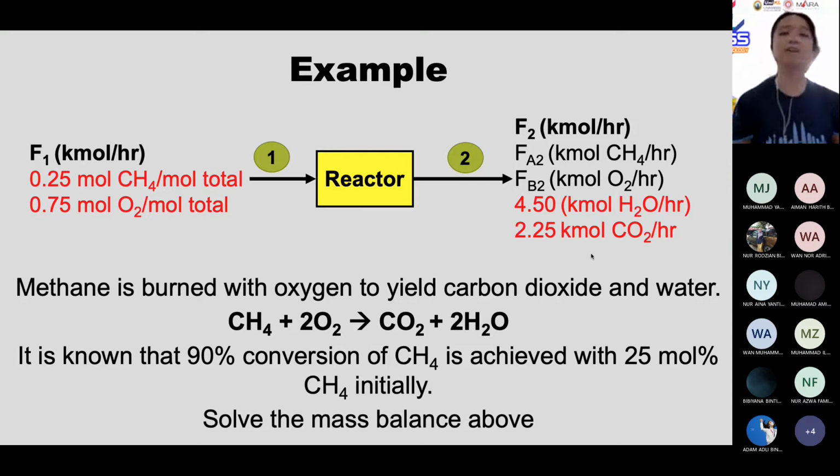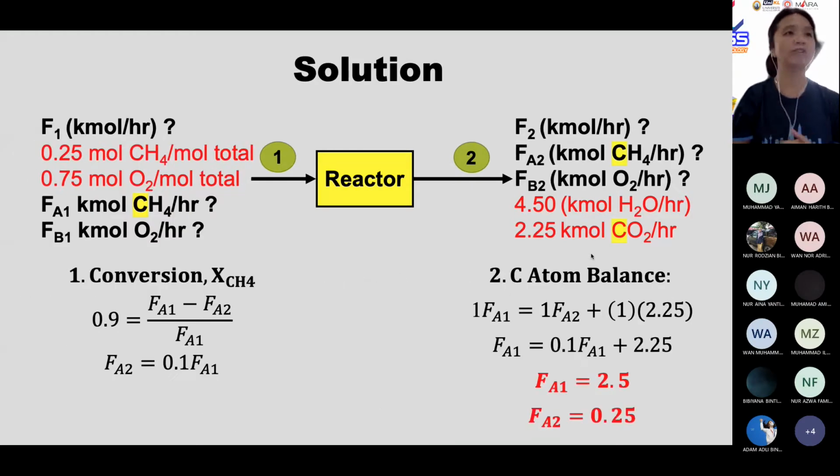Okay, then they give us additional information, beritahu kita conversion. So conversion dia 90% conversion of methane. Itu je information yang diberi. Okay, so next, how do we solve this?